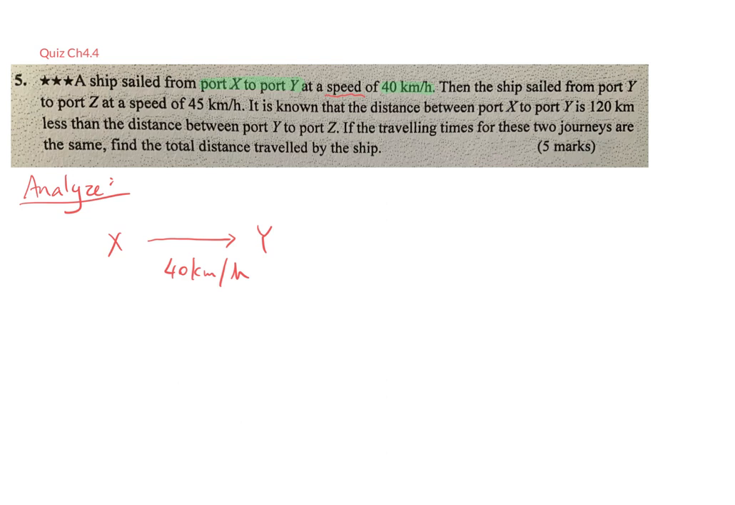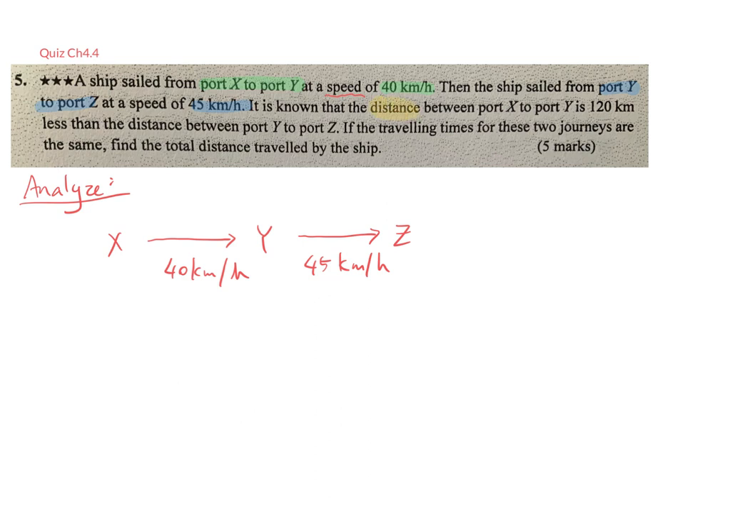It says that after it sails from X to Y, the ship sails from Y to Z at a speed of 45 km per hour. So that means the ship will sail from Y to Z again with a higher speed, 45 km per hour. Now let's go to the third sentence. This time we talk about the distance.